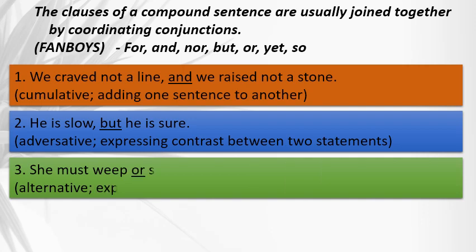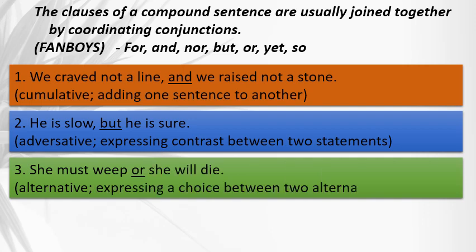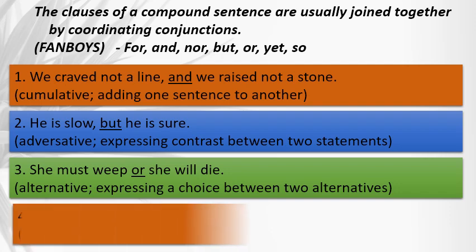Number 3. She must weep or she will die. So here she must weep, she will die. Both are independent sentences joined with the help of the coordinating conjunction or. That is why it is a compound sentence. So here the meaning of or is alternative, means expressing a choice between two alternatives.